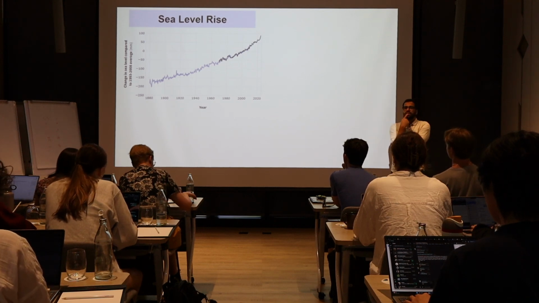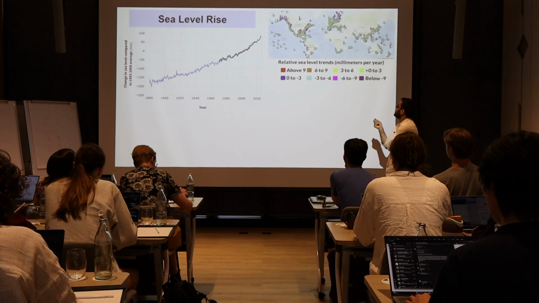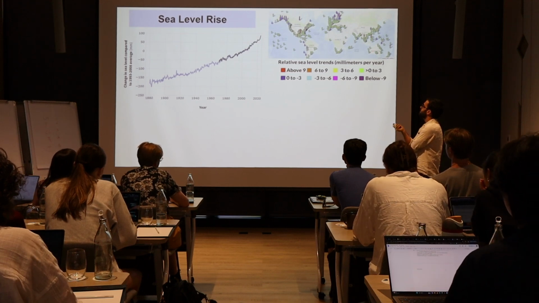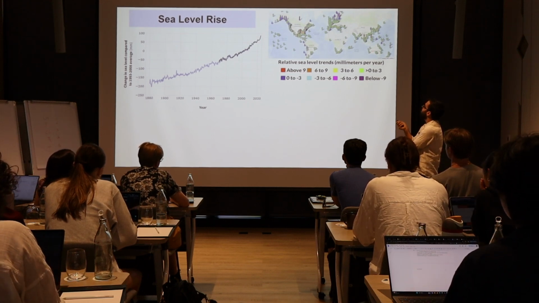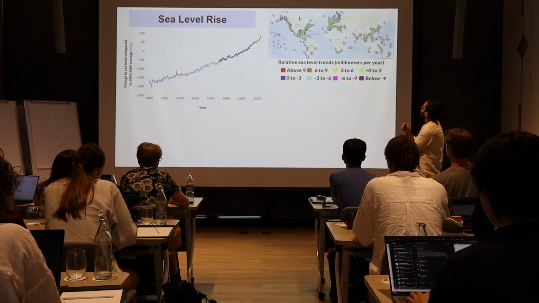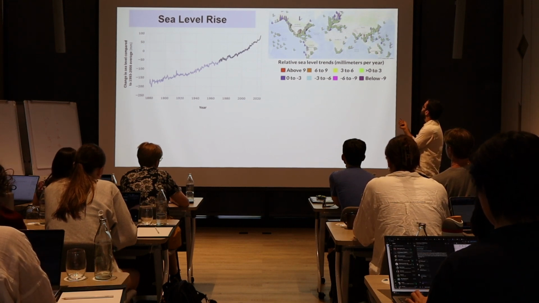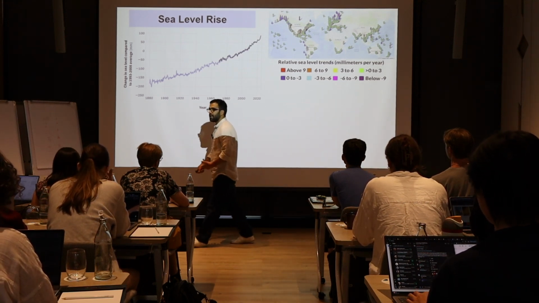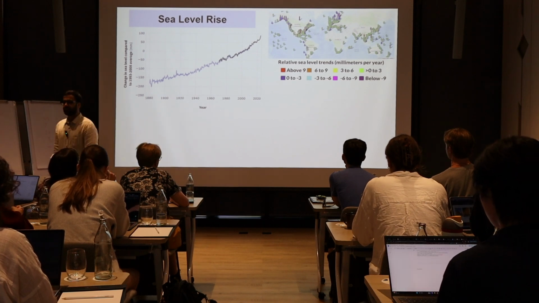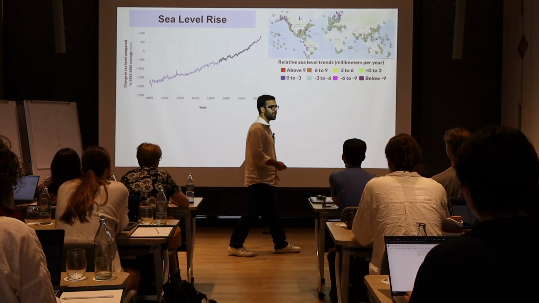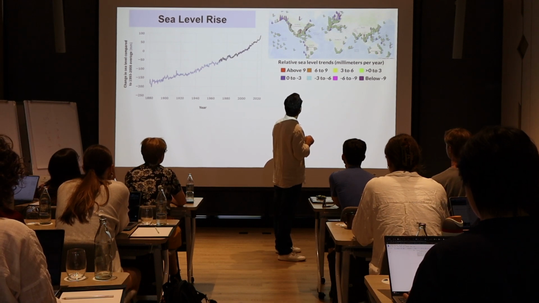And why is the sea level rising? And this is the distribution of the sea level rise over time. The relative sea level rise is above 9 millimeters per year for this region in North America and some parts of here. And then it goes 6 to 9 millimeters per year. So the basic information is that overall the sea level is rising across all regions of the world.